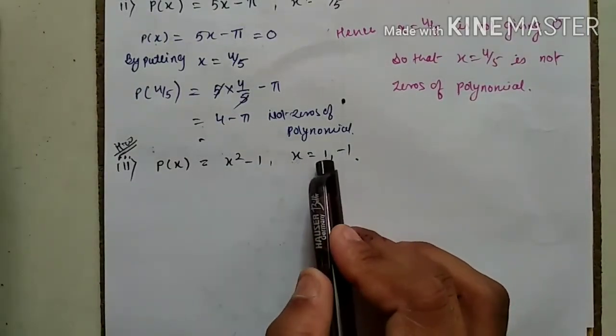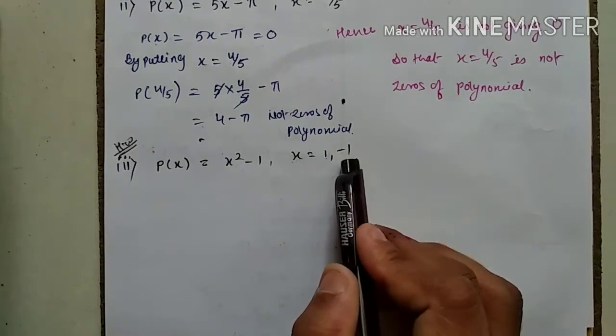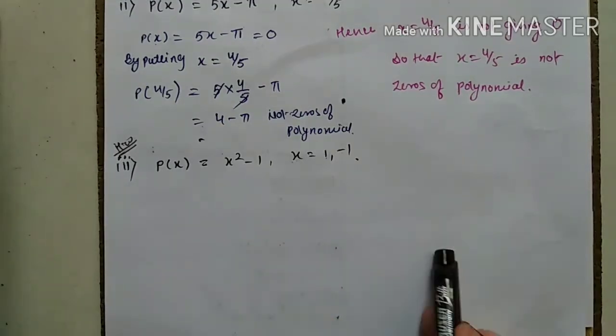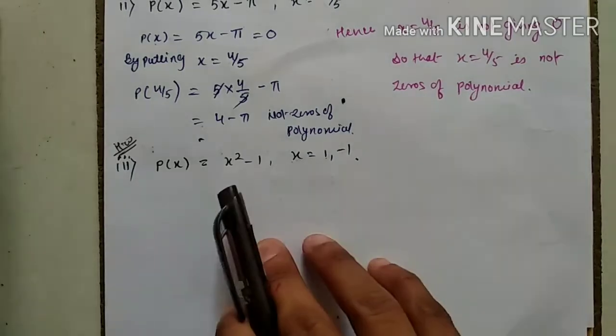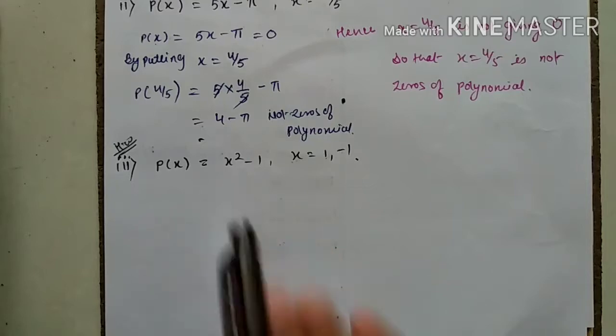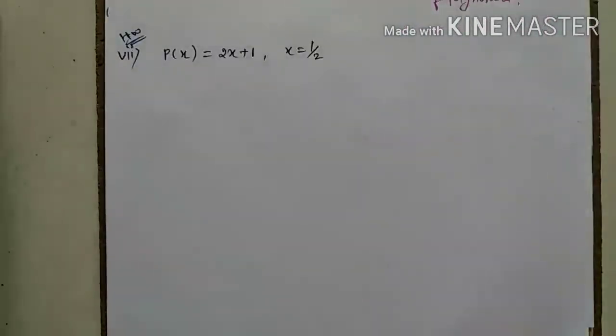You have to put first 1, then you have to put minus 1. It means there are 2 solutions. It will come in this question. Okay. Try it. If you are not getting it, I will give you the solution. Just match it. Okay. After that, next question number 4 is here.